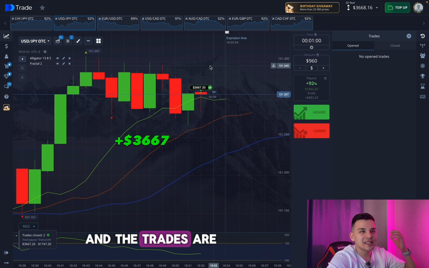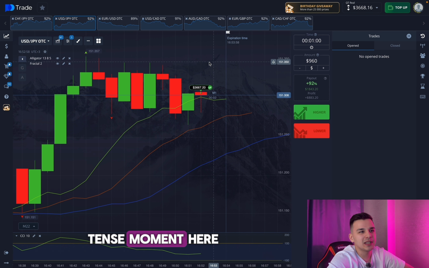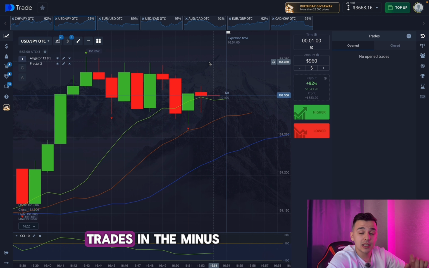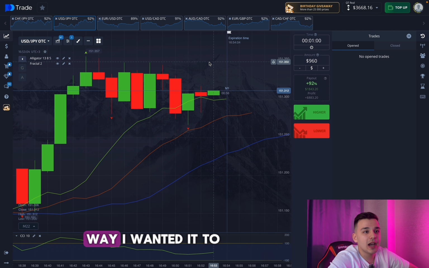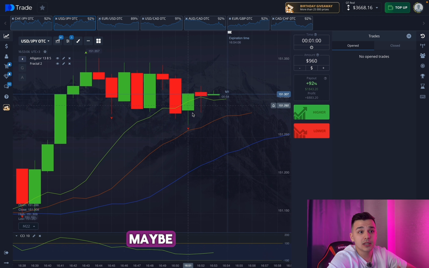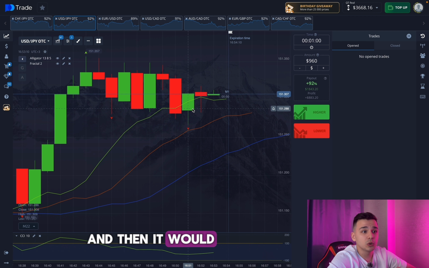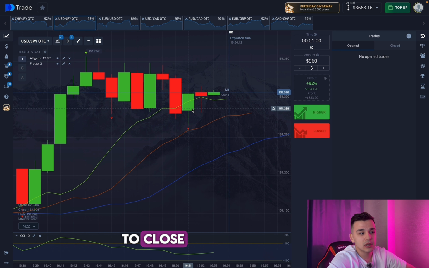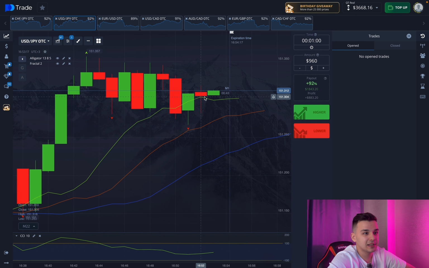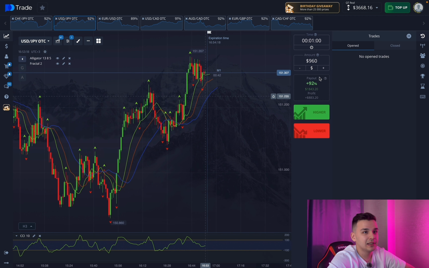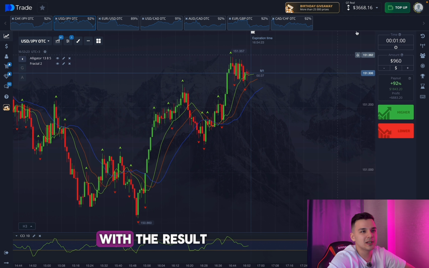And the trades are closing in the plus. It was a quite tense moment here. We could have closed the trades in the minus. But everything happened the way I wanted it to. Maybe the trades should have been opened a little bit earlier, and then it would have been more confident to close. Yes, more confident, but nevertheless the trades closed in plus, and I am absolutely satisfied with the result.